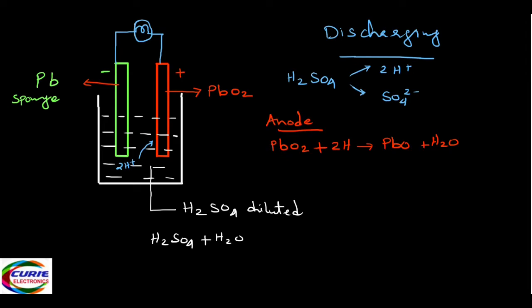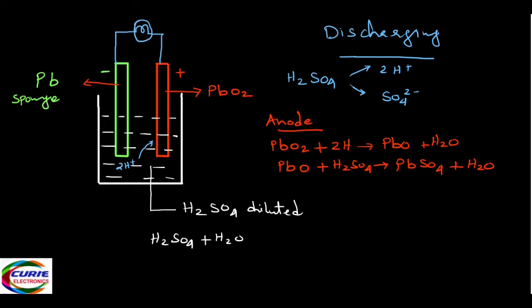So the battery is discharging, okay. This lead oxide will react again with the H2SO4. That gives out lead sulfate, PbSO4. Lead sulfate and water we will get.